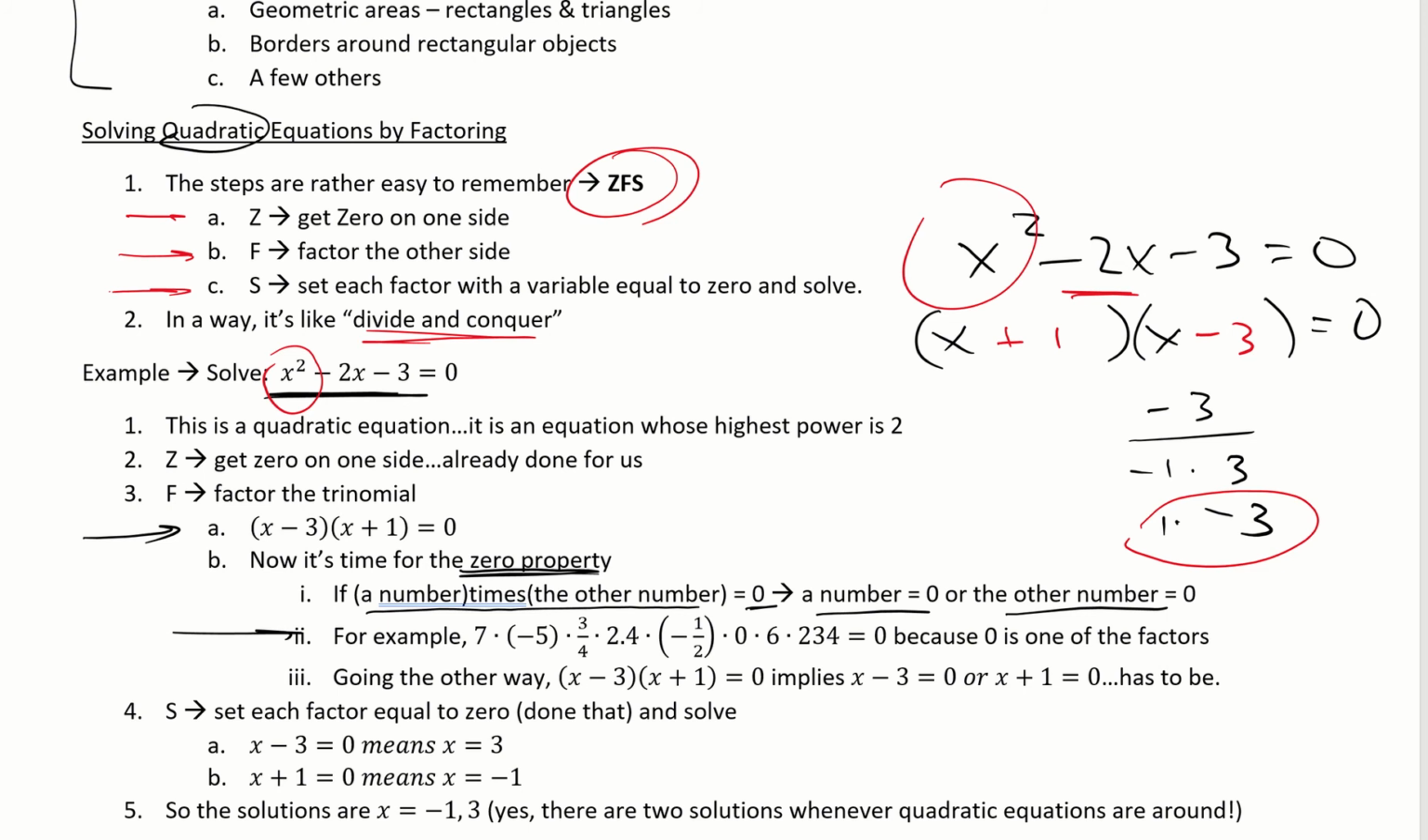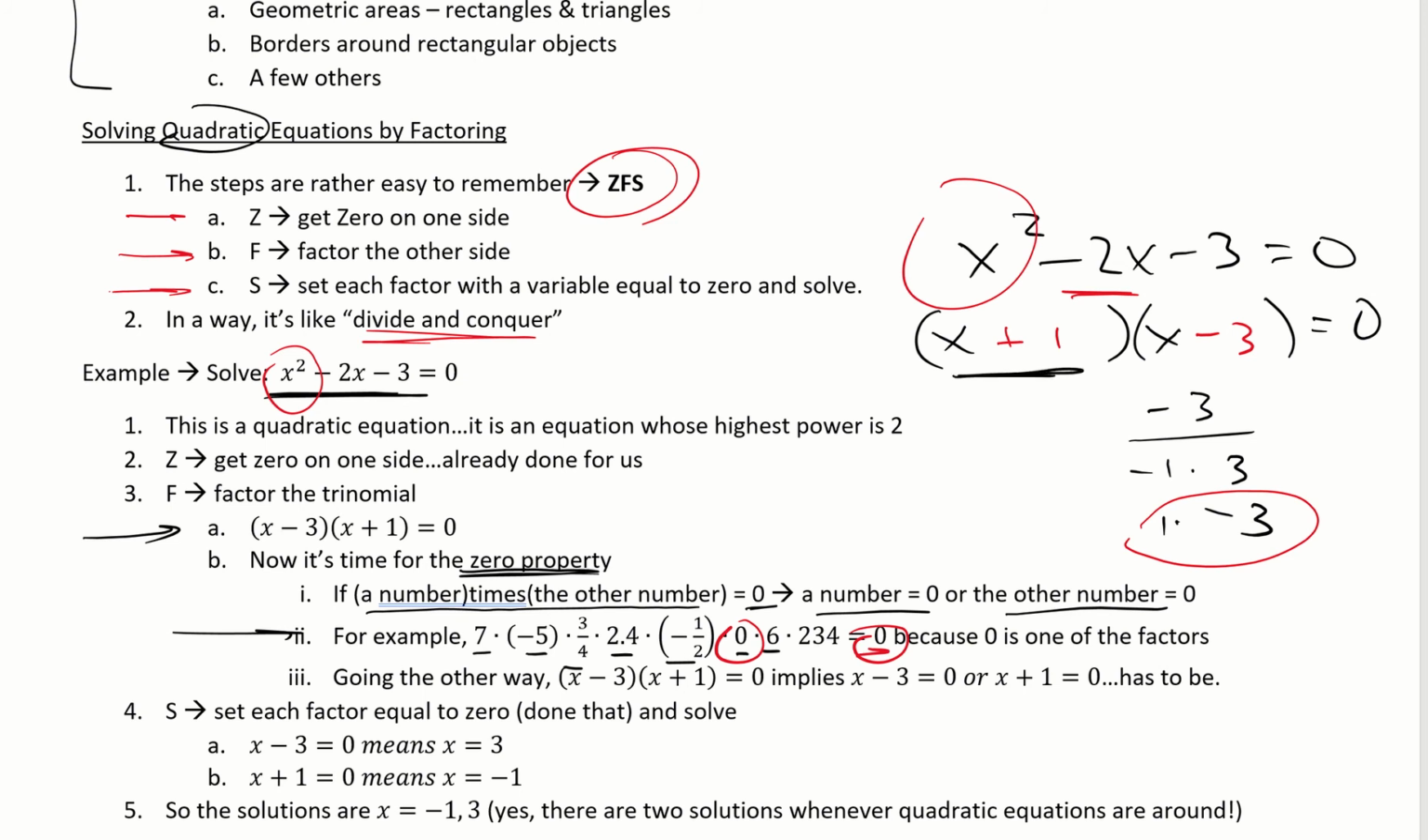And I do this example on the board with students. I go, first person who tells me the answer to this guy wins. So I start writing 7 times negative 5 times 3/4 times 2.4 times negative 1/2 times 0 times 6. And sooner or later someone goes 0, and you go, why? Why would you say such a thing? And they say, well, I happen to know that whenever I multiply by 0, I get 0. Okay, so back to the problem then.